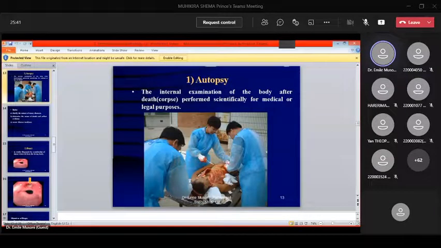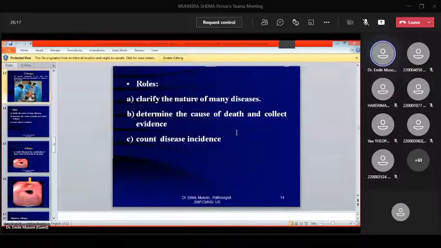For example, here they are performing an autopsy. They are examining internal organs. The investigation is focused on the cause of death. It may be for medical or legal purposes. Medical is when you look for the cause of death in the hospital. For example, the legal purpose is when they find a cadaver on the road, then they send the cadaver for examination for legal purposes.